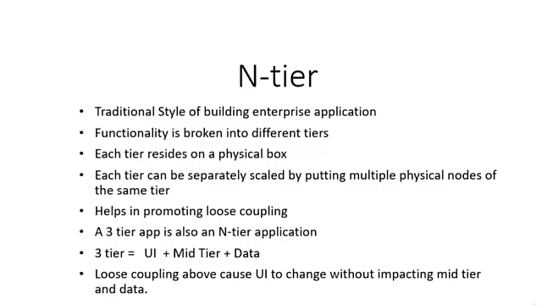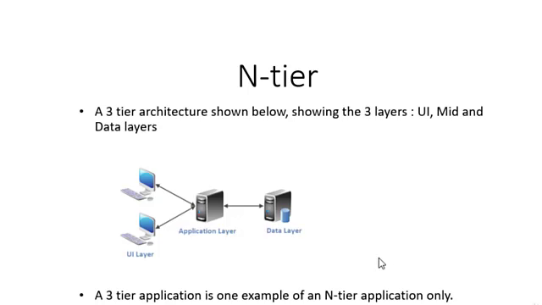So three-tier architecture is also an example of an n-tier architecture. A three-tier architecture consists of a UI layer, a mid-tier layer, and a database. So loose coupling allows the UI to change without impacting the mid-tier, as I mentioned earlier. This is a typical example of a three-tier application. So here you have a UI layer, application layer, and data layer.